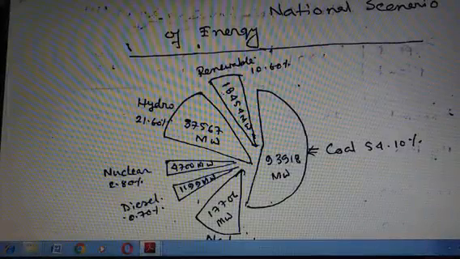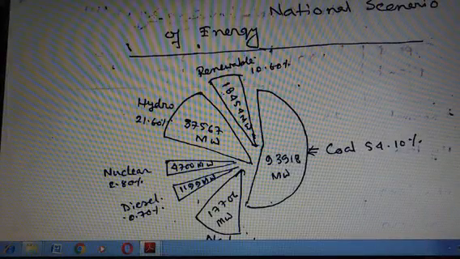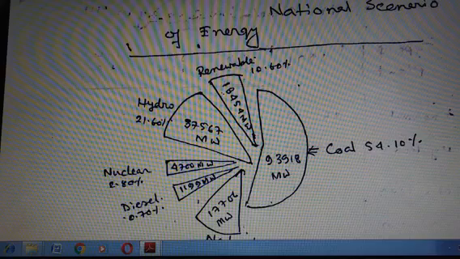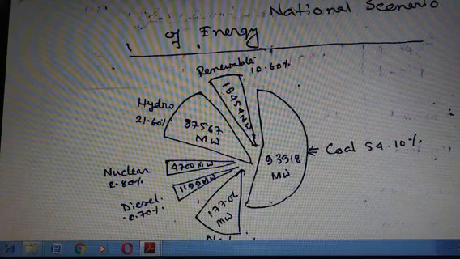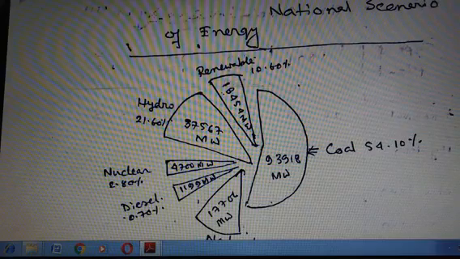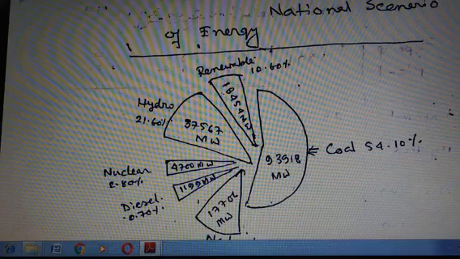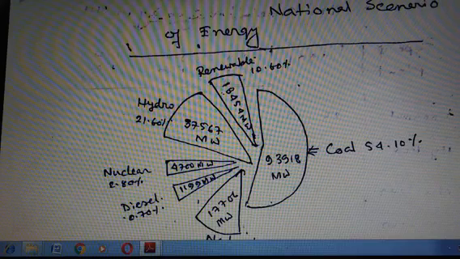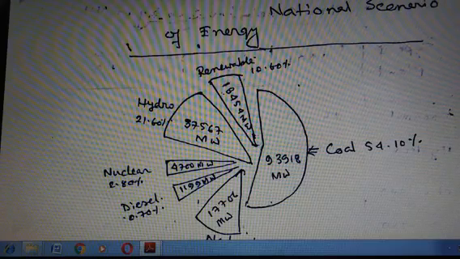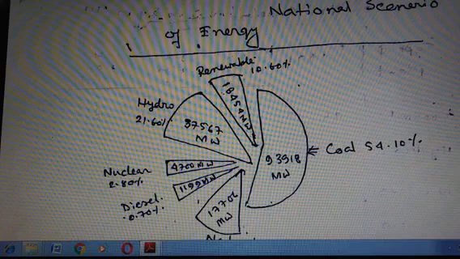Today my topic of discussion is the national and global scenario of energy. Now, generally the non-electrical energy sources are classified into two types. One is called the conventional energy source or non-renewable energy source, and the other is called the non-conventional energy source or renewable energy source. Now, what is a conventional energy source?